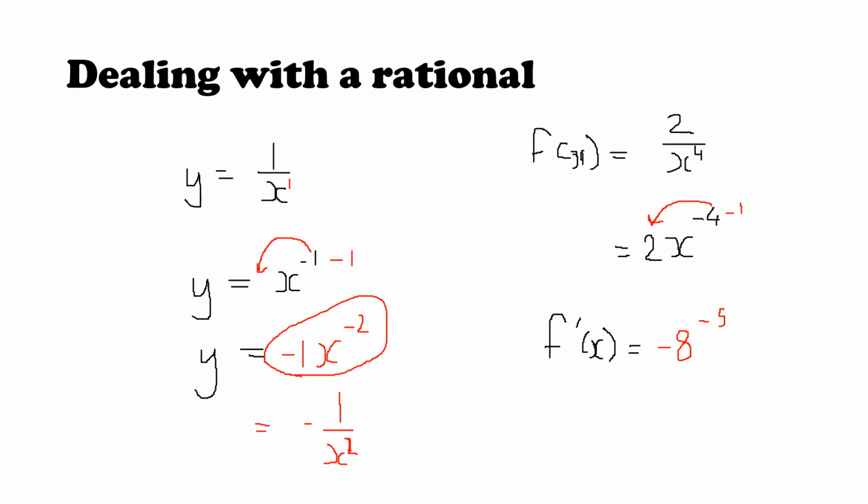Oh, sorry, I didn't put the x. The x is still there. The x ain't going nowhere. So minus 8x to the negative 5. And that is the same as, when we revert this again, negative 8 all over x to the 5th power. Easy does it. And that there wraps up our rational. Let me just give you one more to do on your own.